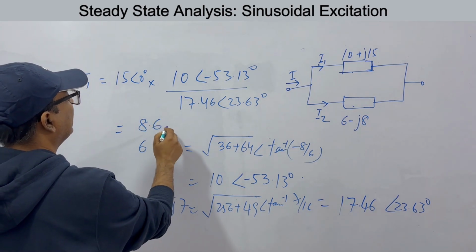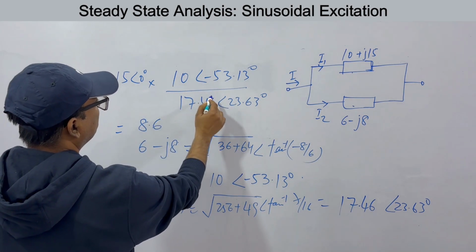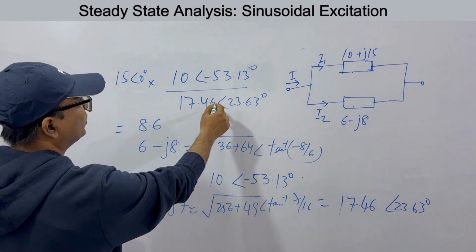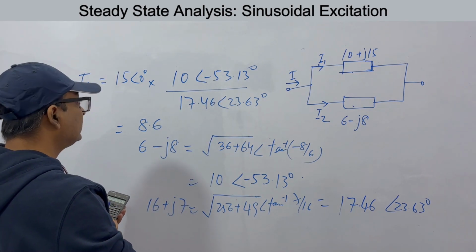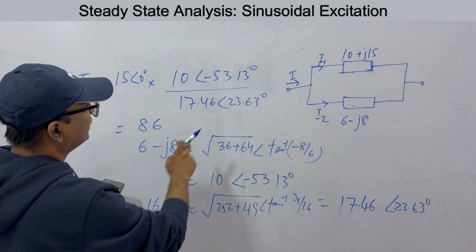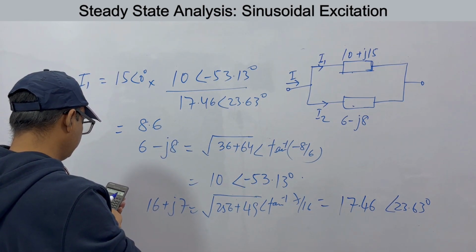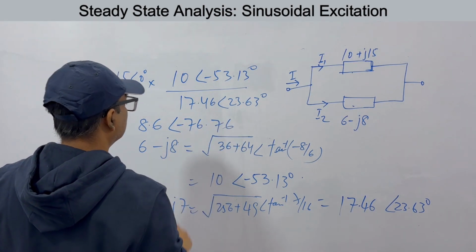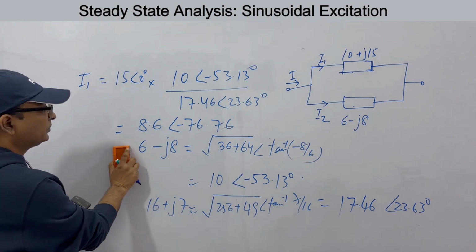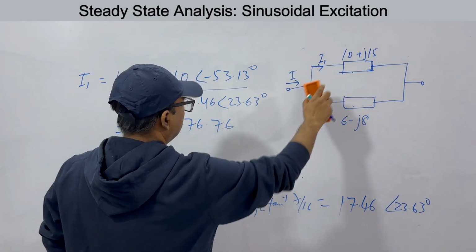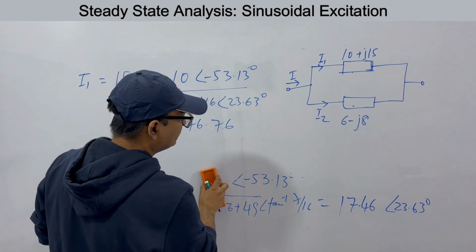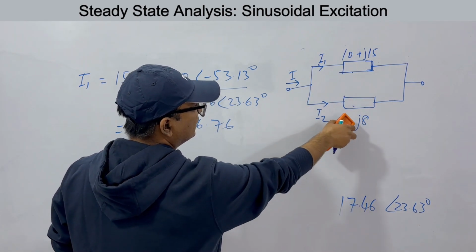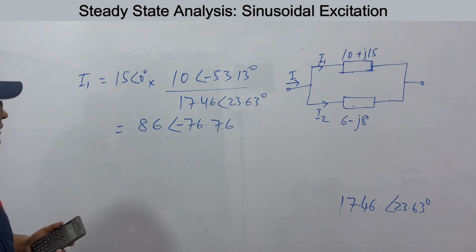The value is 8.6. And the angle, what do we do? This plus this minus this. Whatever is in the denominator will be minus. So 0 plus minus 53.13 minus 23.63. So you get minus 76.76. So this is current I1 in this circuit. I am keeping this value because for I2 also we will need this thing. This is in polar coordinates.